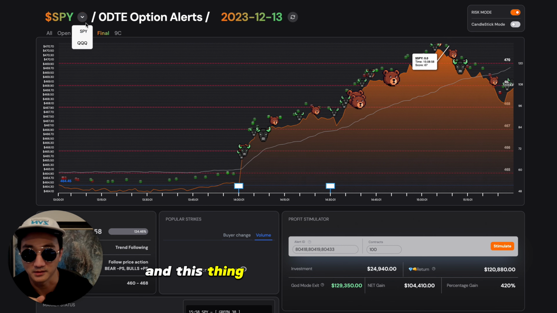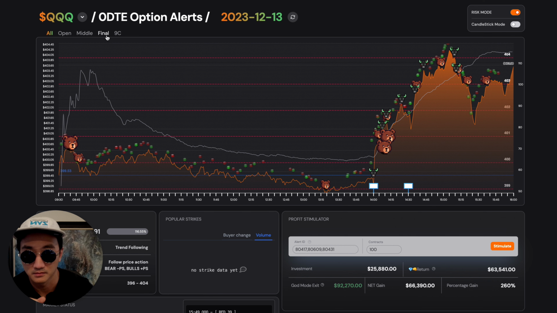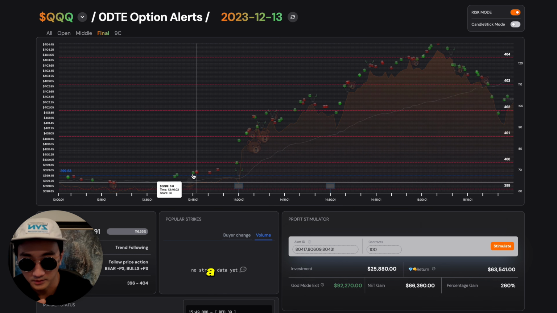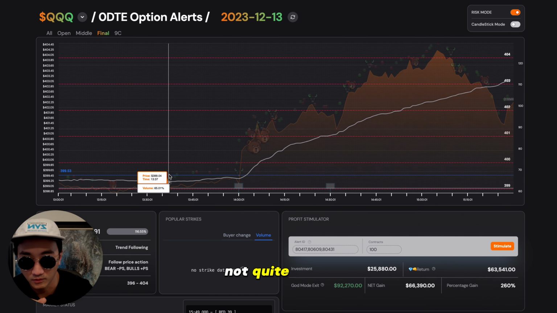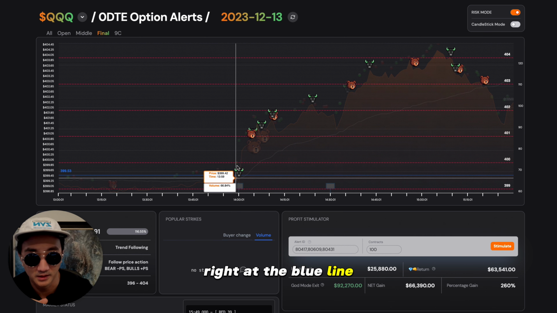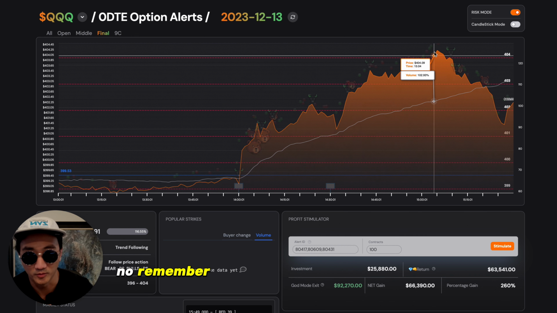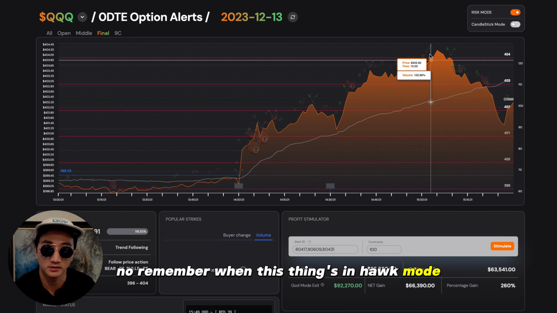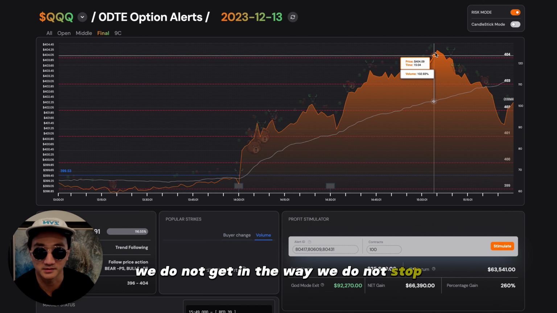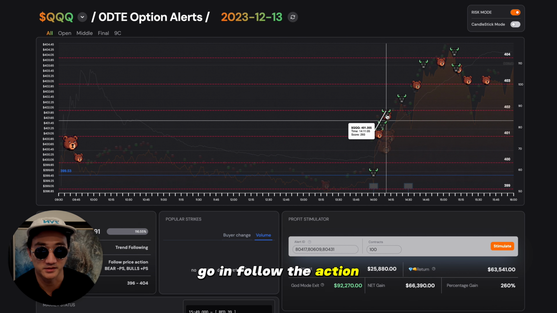I mean, this thing was the same on the QQQ too. A little bit different, not quite there. Where's this thing at 1400? Right at the blue line. They're trying to bear it down. No. Remember, when this thing's in hawk mode, we do not get in the way. We do not stop. Just let it happen. Go in, follow the action. Follow the price action, baby.